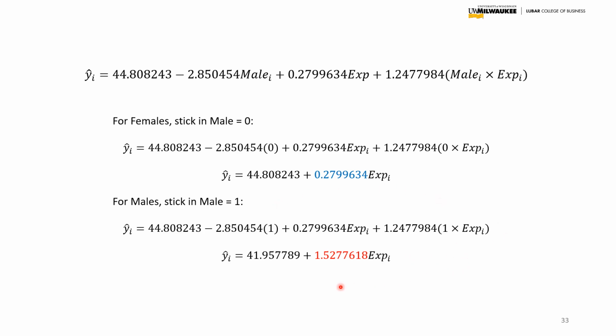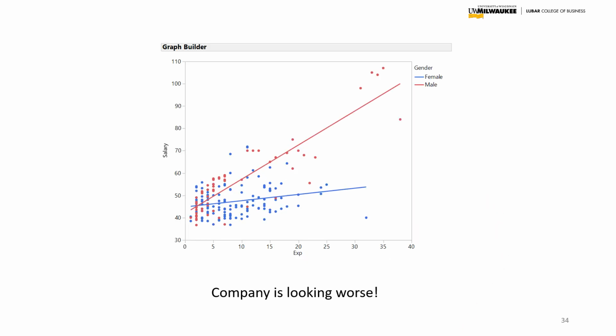all the terms together, and I get 41.957789 plus 1.5277618. You see two different lines with different intercepts and different slopes. Here is a superimposing of those two lines on the scatter plot where I color code male versus female. The lines seem to do a really good job in getting into the distinct scatters.